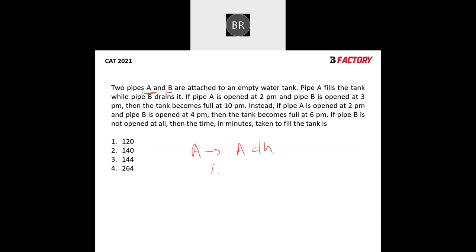ठीक है? And B is a drain pipe. So let's say B takes away B chocolates per hour. हम लोग volume of the tank को लेंगे chocolates के terms में. हमारी मर्जी जिस चीज से भर लो. Right? A fills A chocolate per hour. B takes away B chocolate per hour. ठीक है? Now you have read the question.